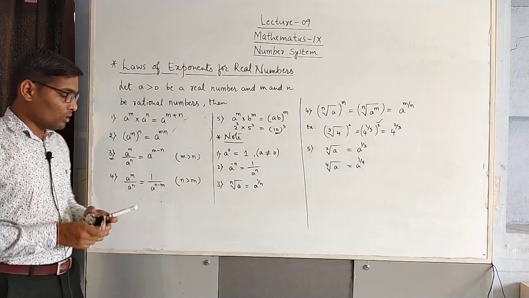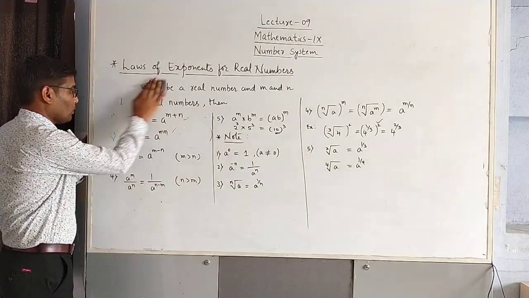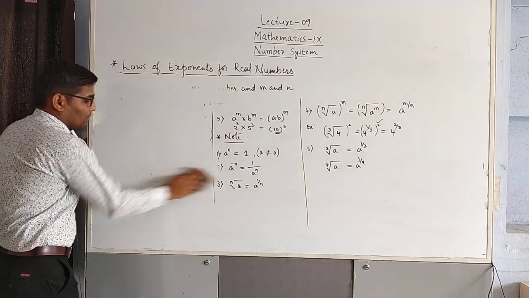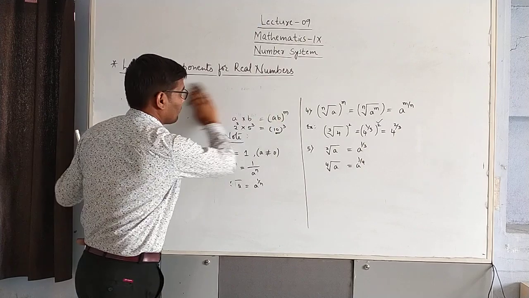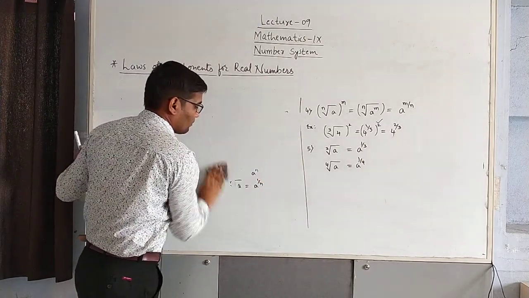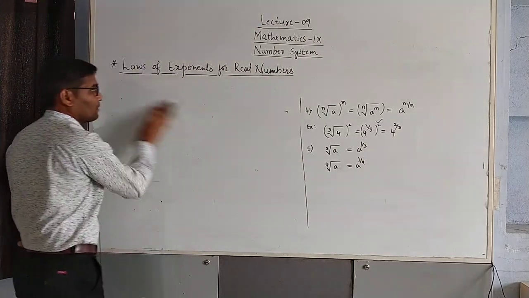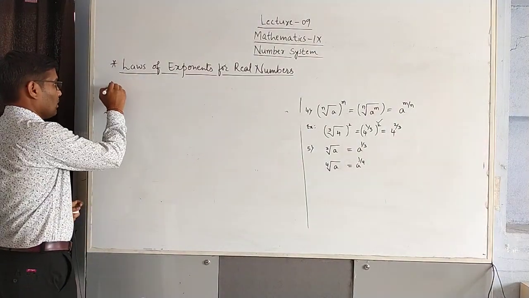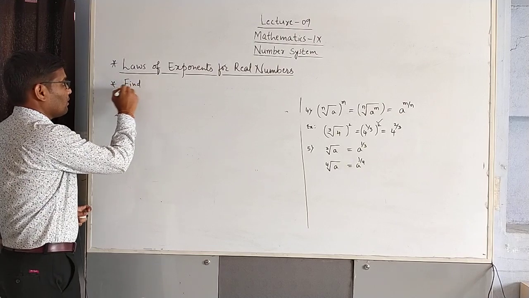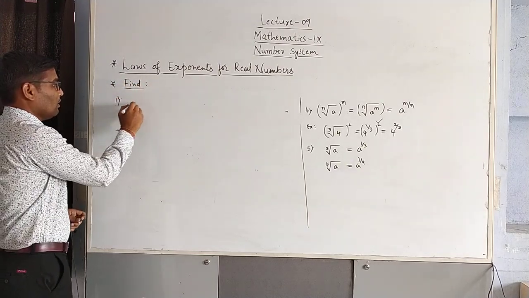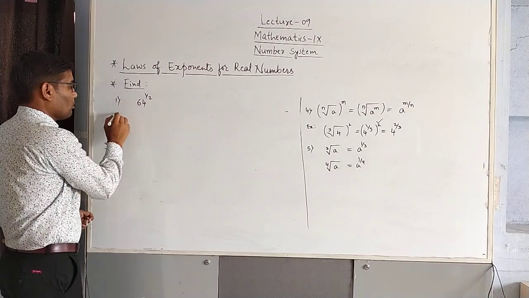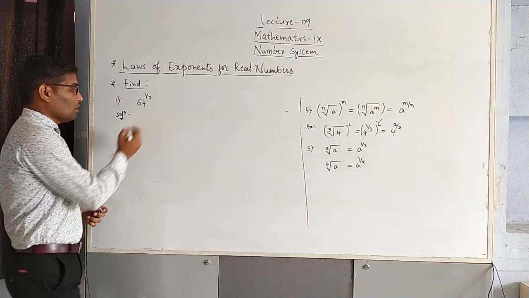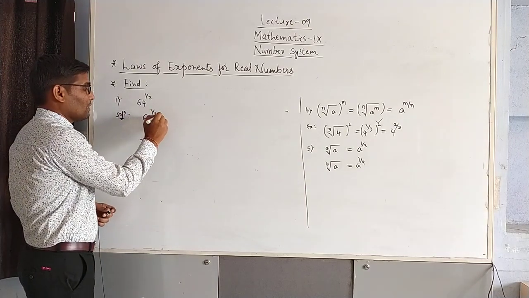Now after this we will solve some problems related to the laws of exponents from the NCERT textbook. The question is find the value, that is find the first one, 64 to the power 1 by 2. Now find out the value of 64 to the power 1 by 2. So in the solution write the first as it is, the given one.